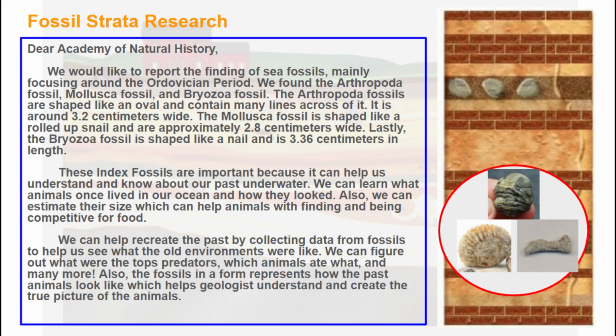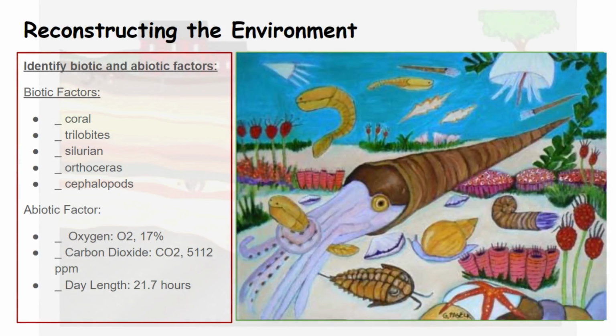We can help recreate the past by collecting data from fossils to help us see what the old environments were like. We can figure out what the top predators were, which animals ate what, and many more. Also, the fossils represent how the past animals looked, which helps geologists understand and create the true picture of animals. The next slide is reconstructing the environment.